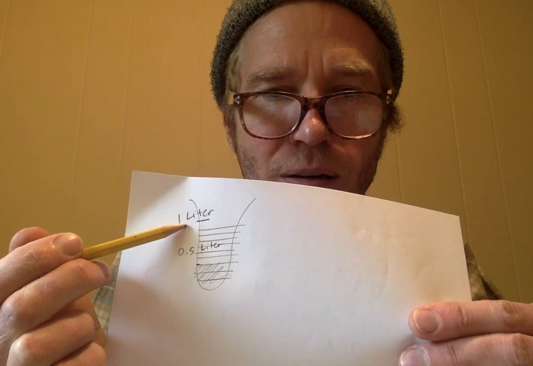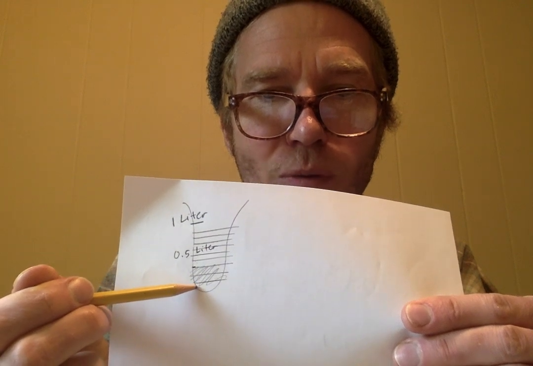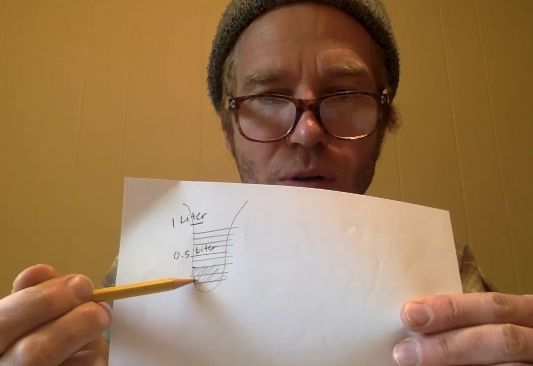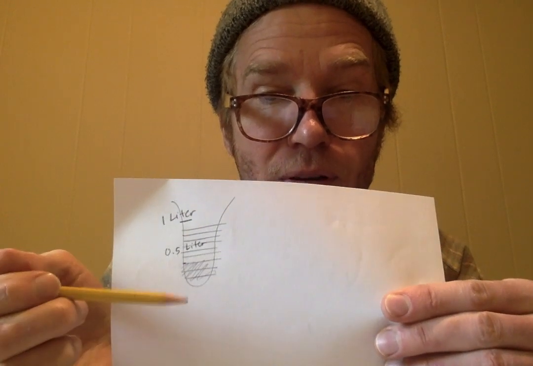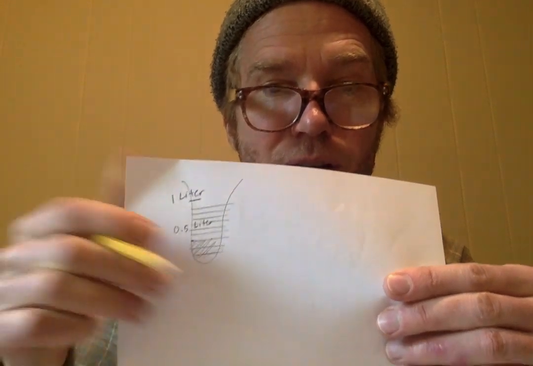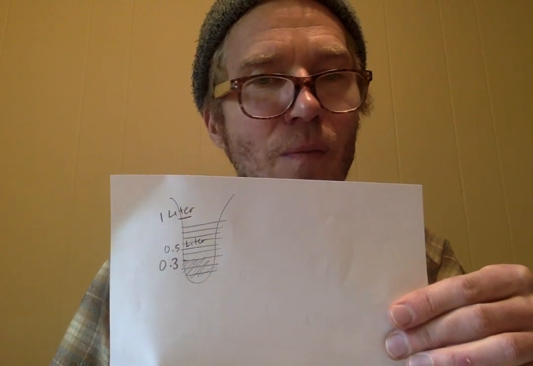Well, if that's the whole liter, you don't have half of it. You don't have the 0.5. You just count them up. We've got 0.1, 0.2, 0.3. That's how much I have. Just count them up. 1, 2, 3. 0.3. Also known as 3/10 of a liter. So they're just getting started on decimals.